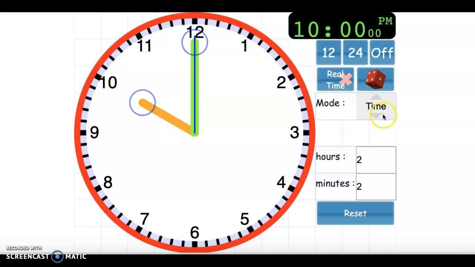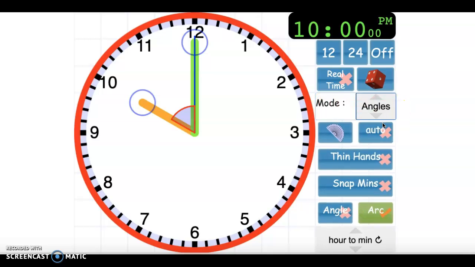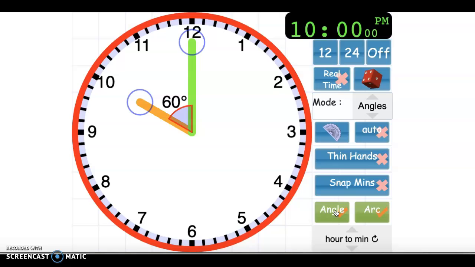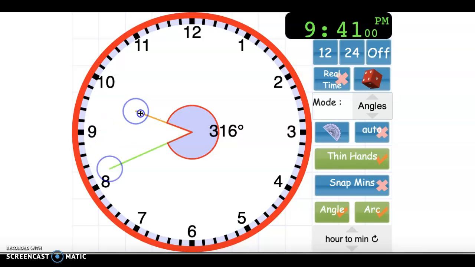Now, part of the activity was to explore this manipulative. You notice the mode that we're in currently is time, but we could actually change it to show the angle itself, and we can show the angle measurement as well. If we wanted to, we can change the hand so it's nice and thin and we can see what that time looks like.